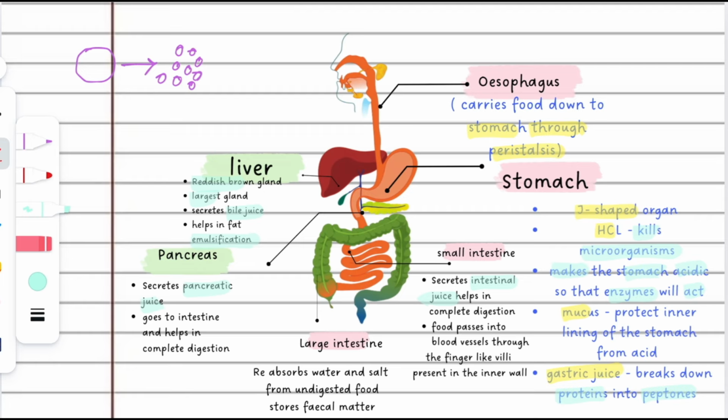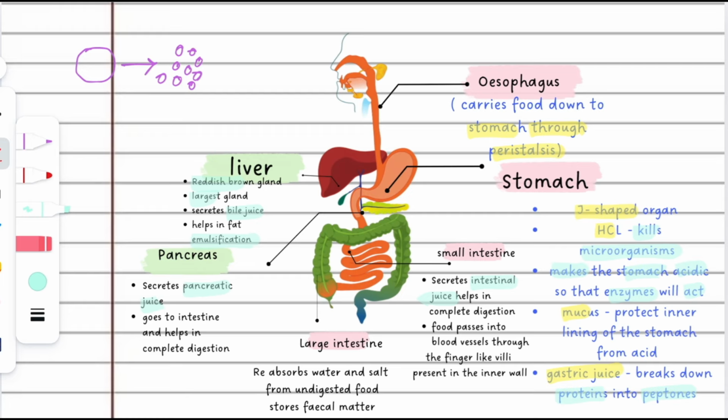Now carbohydrate breaks into simple glucose. This is the simplest form of these nutrients. Carbohydrate into simple glucose, protein into amino acids, fat into fatty acid and glycerol. These are the simplest forms of these nutrients, and these are the simple nutrients that will be absorbed in our body.